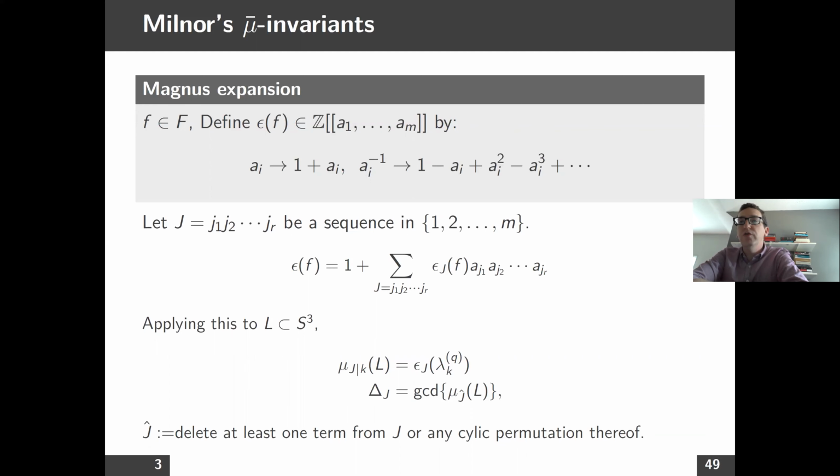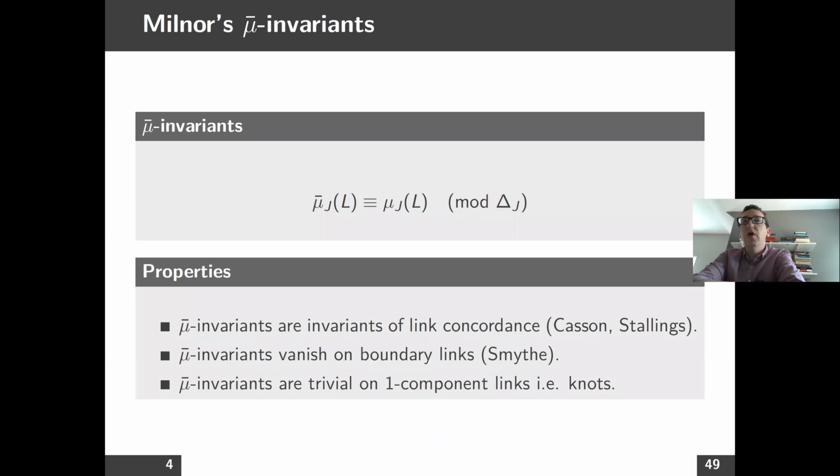And so for the kth longitude, we have mu sub J, the last term being the number corresponding to which longitude you want. And then we take the coefficient of that longitude. Then there's an indeterminacy, which is delta sub J, and that's the greatest common divisor of all these coefficients, where we delete at least one term from J or cyclically permute each of those elements. Okay, and the mu-bar invariants are then just defined to be the residue classes of these coefficients modulo the indeterminacy.